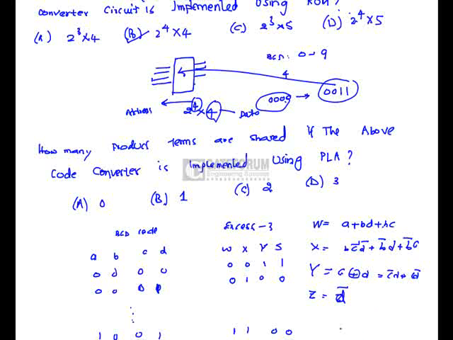Here, if we observe the W, X, Y, Z expressions, there are no common terms between them. That means there are no product terms shared. That is the option that is correct.